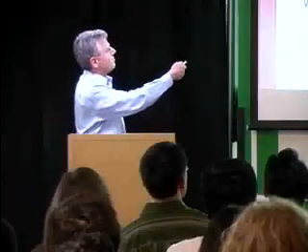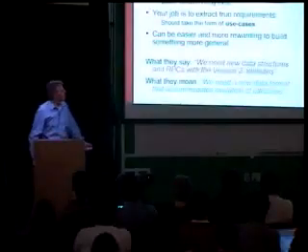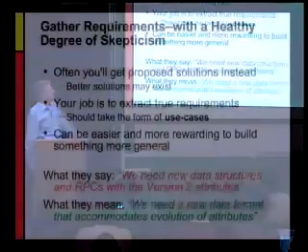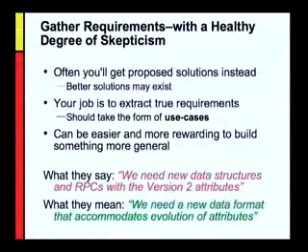So always keep an open mind when you're looking at those initial requirements. Let's see, I guess I have another example here of what they say and what they mean. When they say we need new data structures and RPCs with the version 2 attributes, this actually happened to me at a company called Transarc.